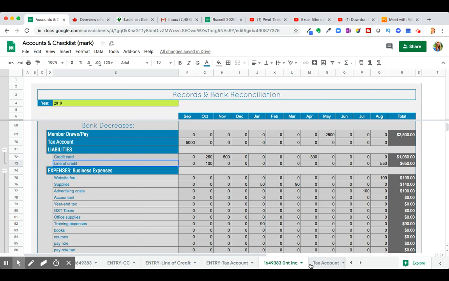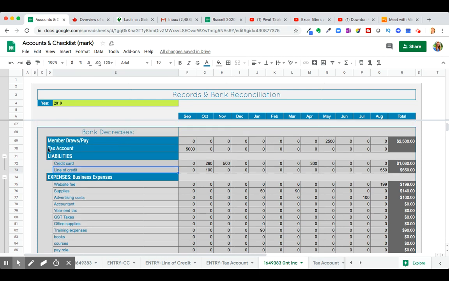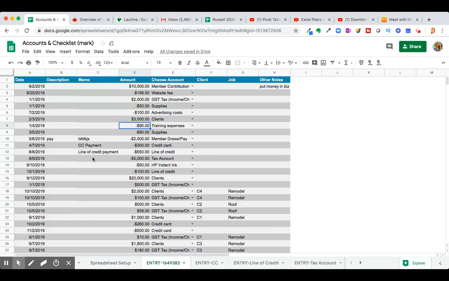But I think you said the tax account was only for taxes. So that's also why I linked the tax account here under bank decreases, because when you transfer money out of your main bank account, I did one right here. So this is a transfer to tax account.